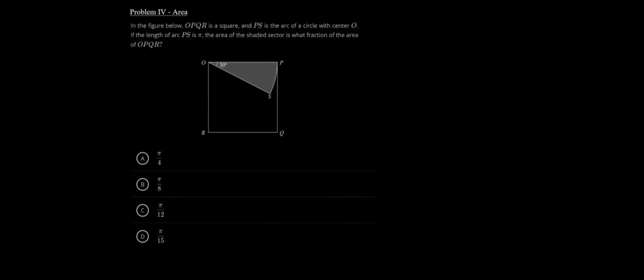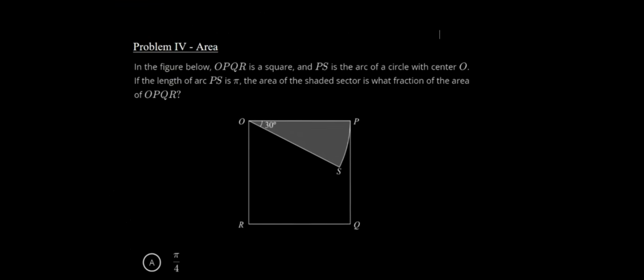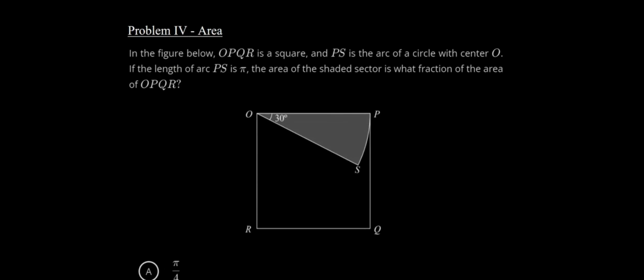This is one of my favorite questions. So in the figure below, OPQR is a square, PS is the arc of a circle with center O. If the length of the arc PS is pi, the area of the shaded sector is what fraction of the area of OPQR? Take a second, see if you can solve this. All right, so we know that the length of arc PS is pi. We also know that this is 30 degrees.